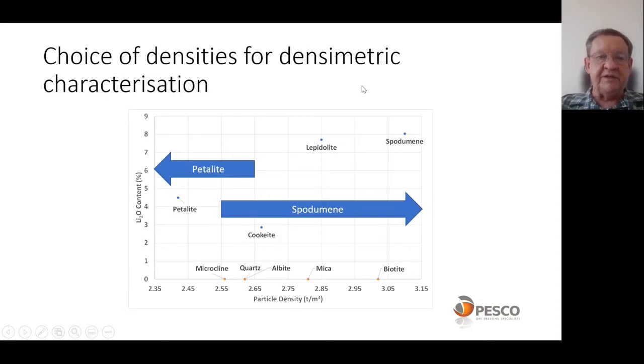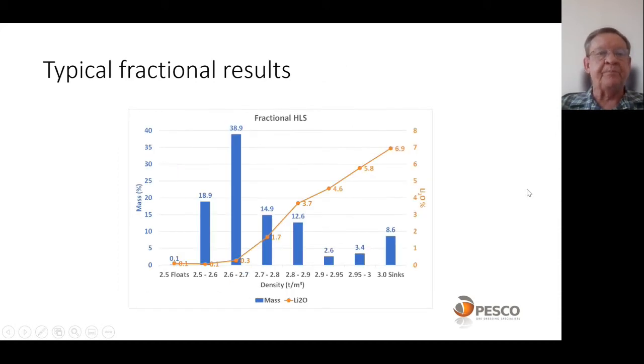We look at the choice of densities for densimetric characterization. Again, we've got our particle densities on the bottom axis. If we're targeting petalite, we go typically from 2.65 down to 2.35, because that covers the petalite and the minerals of interest. And if we're looking at spodumene, we typically go from 2.55 up to 3.15, because that covers the spodumene and the other minerals of interest.